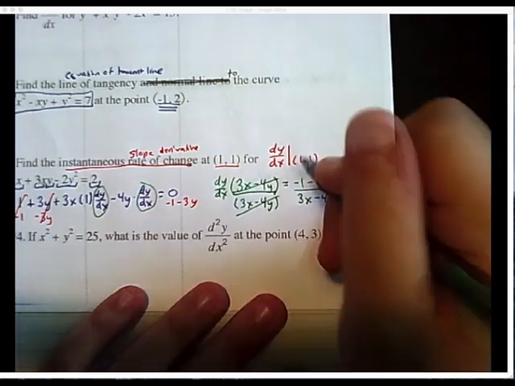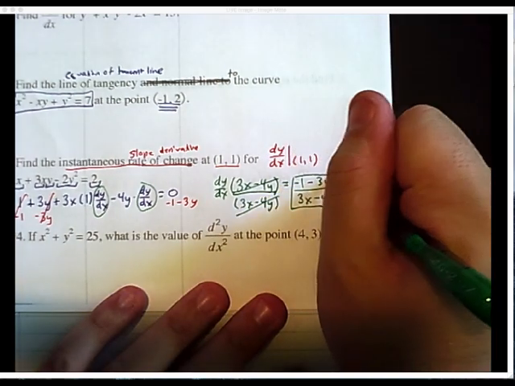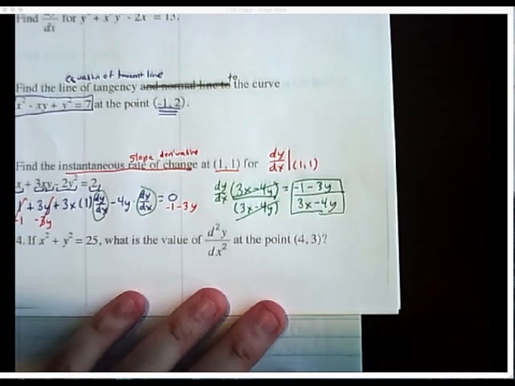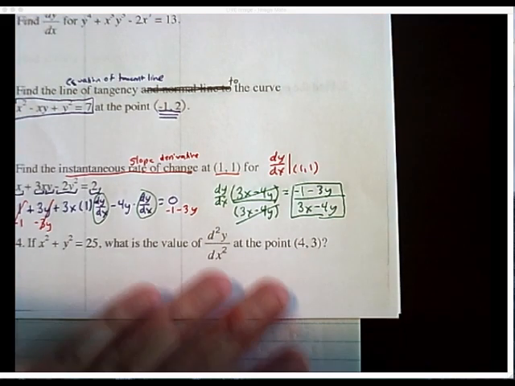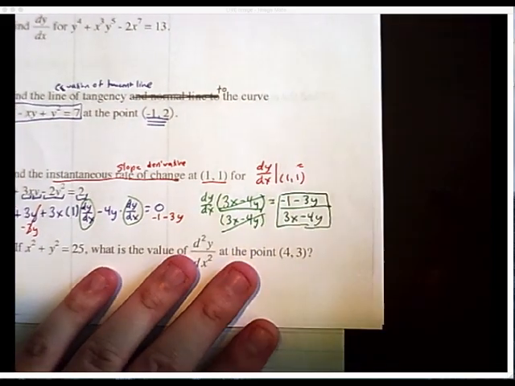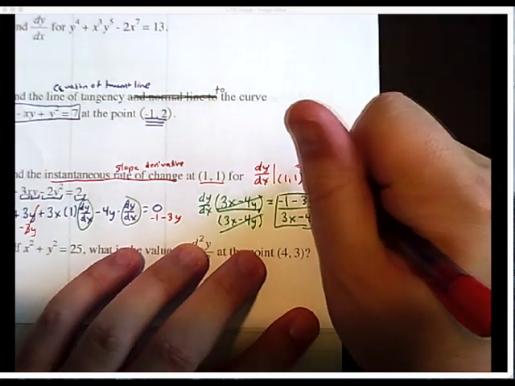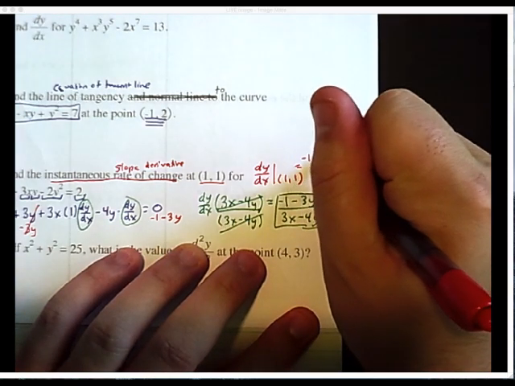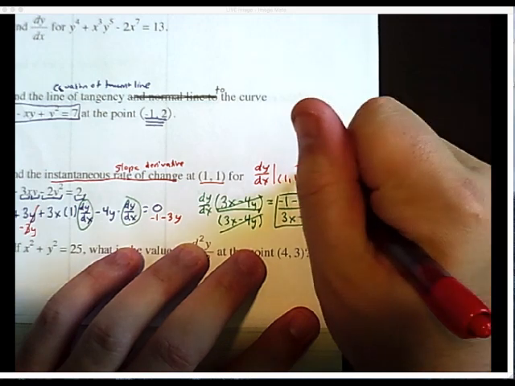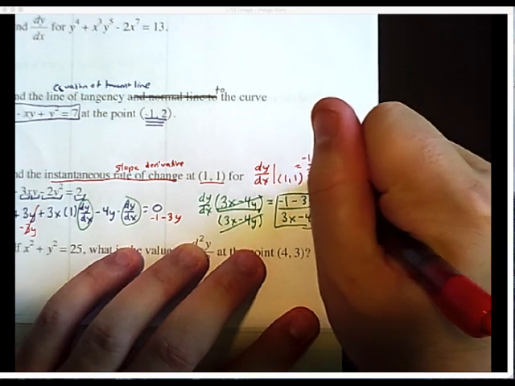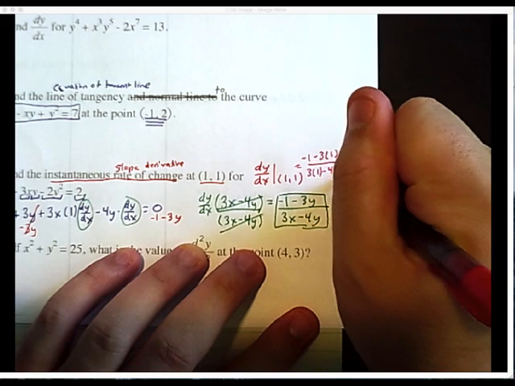So this is the derivative for all points on the curve. We care about it only at the point 1, 1. So everywhere I see an x, I'm going to plug in 1. Everywhere I see a y, I'm going to plug in 1. So I'm going to have negative 1 minus 3 times 1 over 3 times 1 minus 4 times 1.